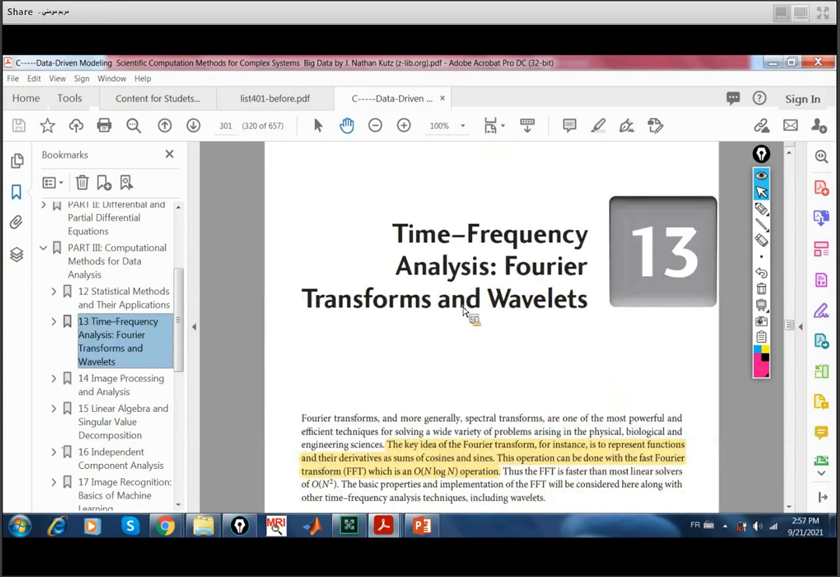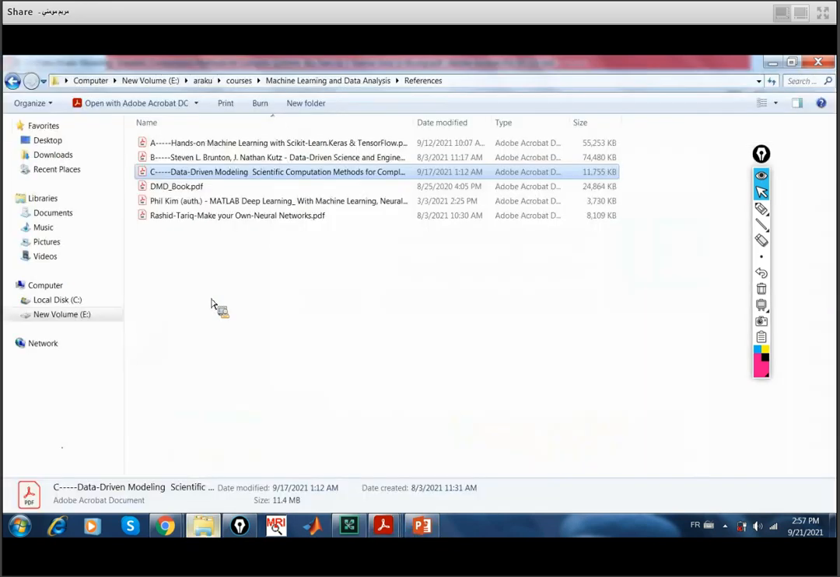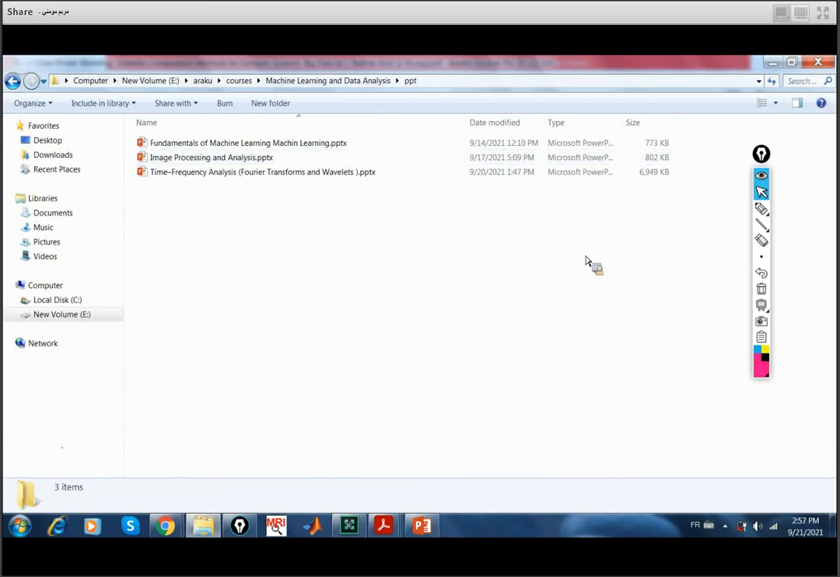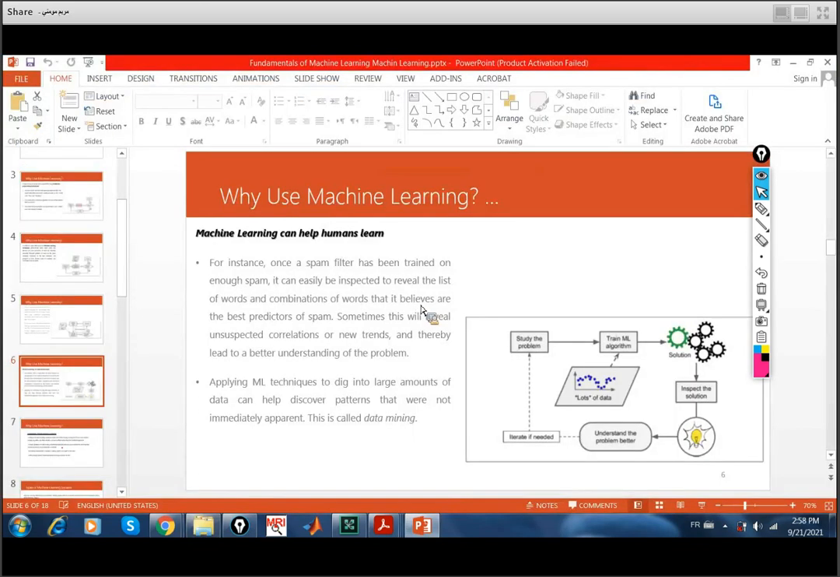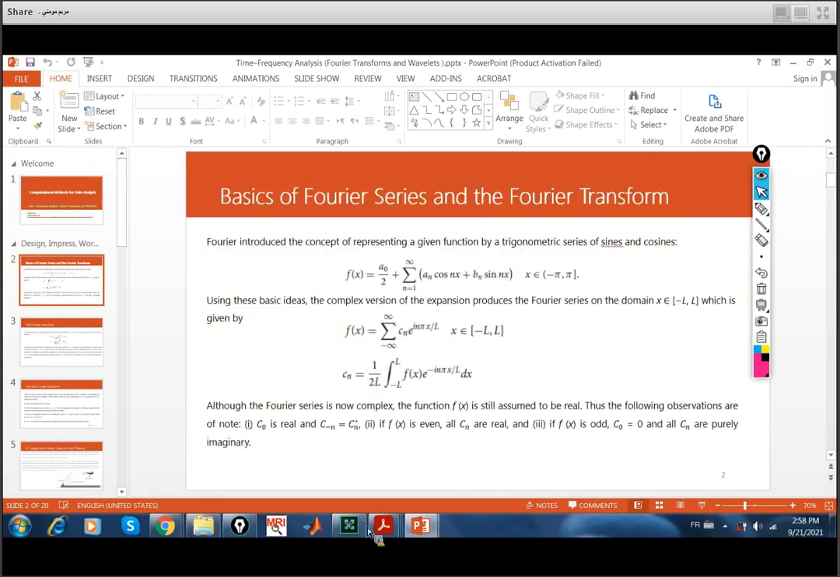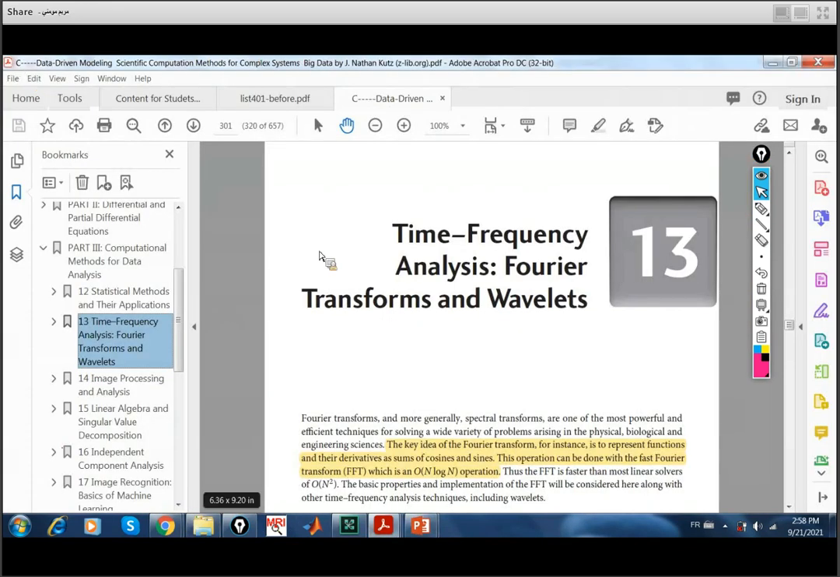Okay, besides the references, I also prepared a PowerPoint. The PowerPoint is here. Again, I must say that I will send the PowerPoint for you. The PowerPoint is the abstract. For example, this is about computational methods for data analysis, and it is about time frequency. This is the abstract of this chapter. It is from reference C.